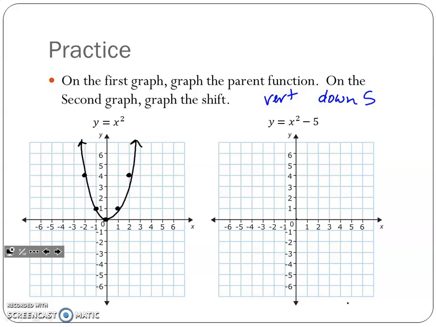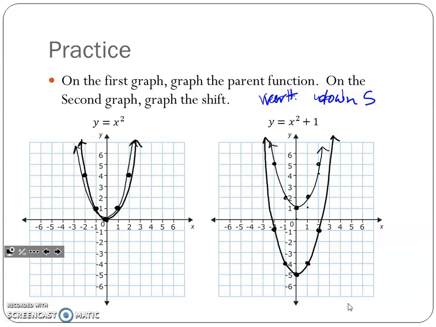So instead of 0, 0, I've got 0, negative 5. 1, 1 becomes 1, negative 4. 2, 4 becomes 2, negative 1. Each of our points is moving down 5 spots. Okay? So that is what our vertical shifts look like.